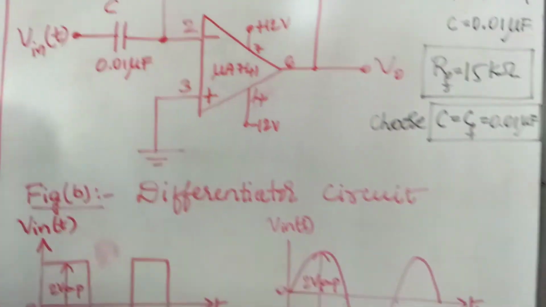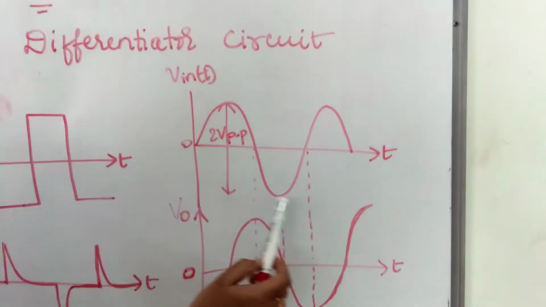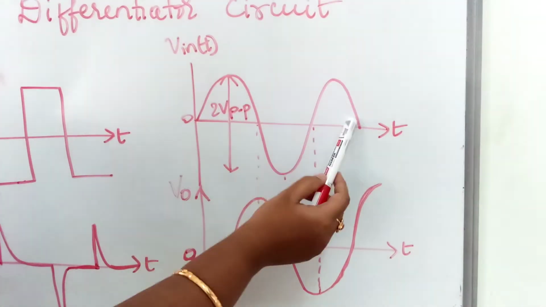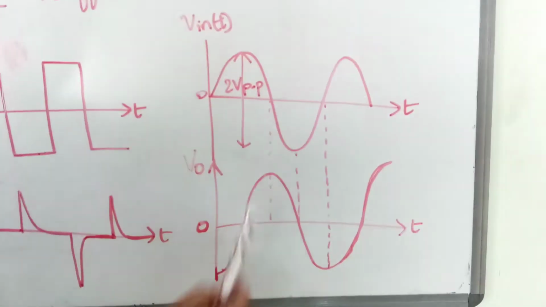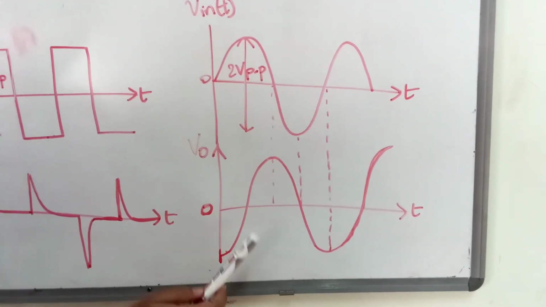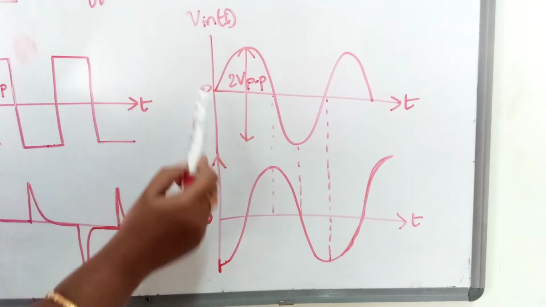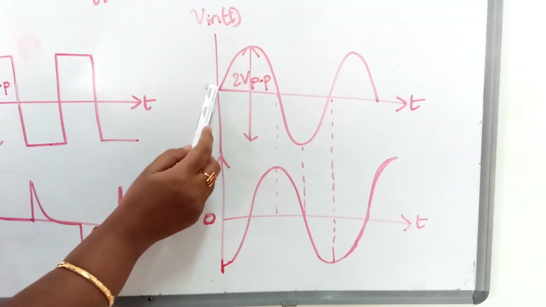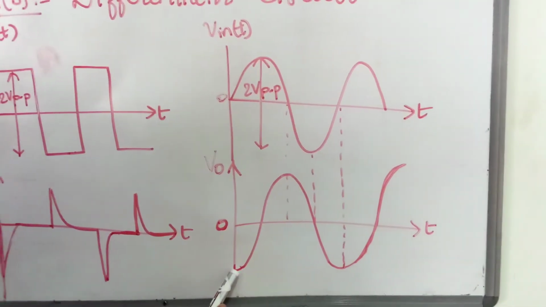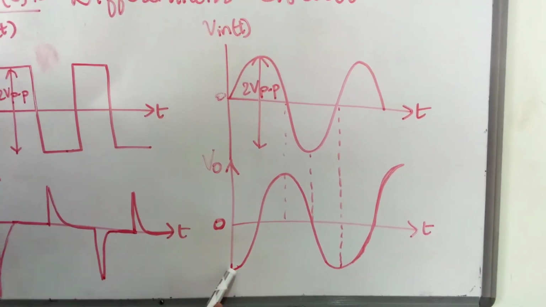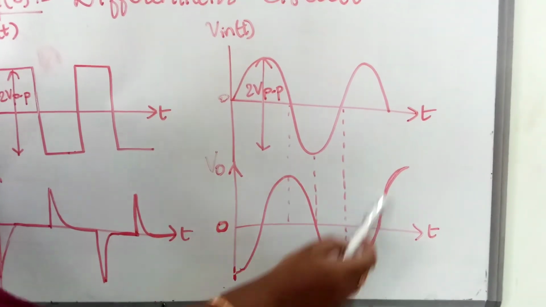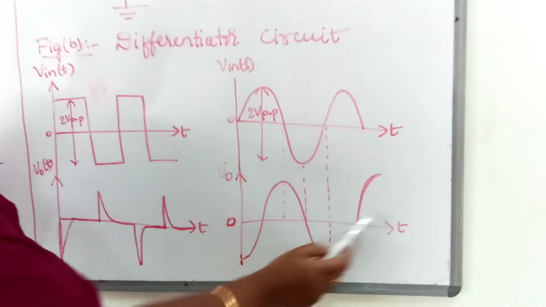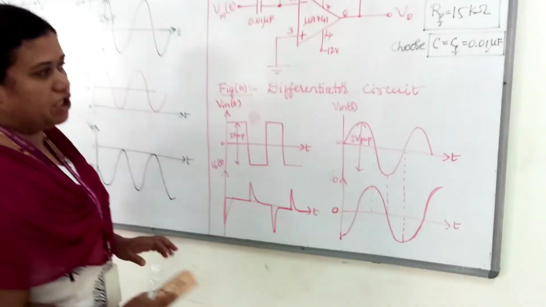Similarly, if we provide a sine wave as the input, then the differentiation of sine wave is cosine. So for a sine wave, we will get a cosine wave. Here you can observe that cos of 0 is 1, so the waveform starts at 1. But it is inverted, so it is starting at minus 1. So this is the differentiator circuit.